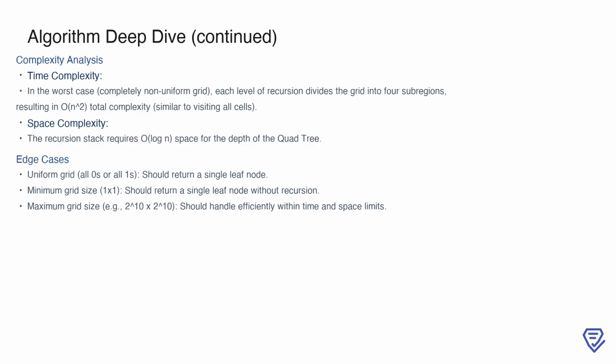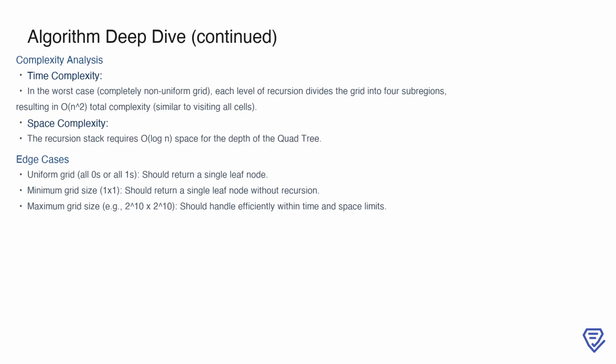This results in a time complexity of O(n squared), which is equivalent to iterating through all cells in the grid. For space complexity, the recursion stack requires space proportional to the depth of the quad tree. Since the grid size decreases by half with each level of recursion, the depth of the tree is log n, giving a space complexity of O(log n).